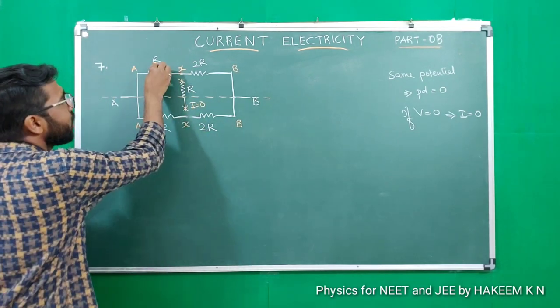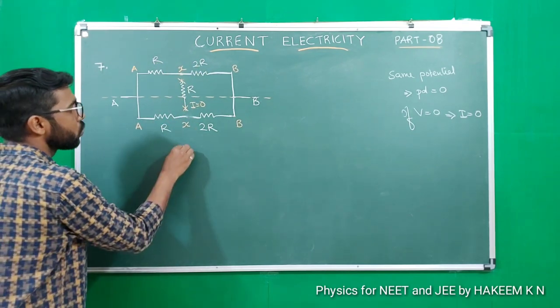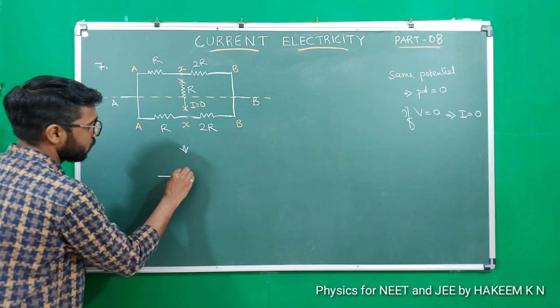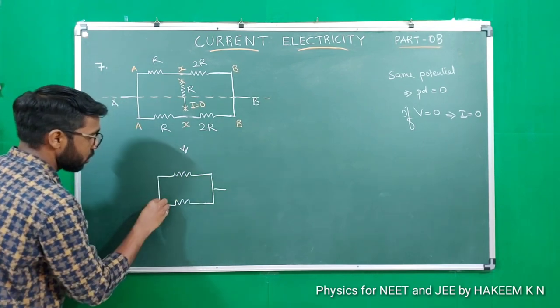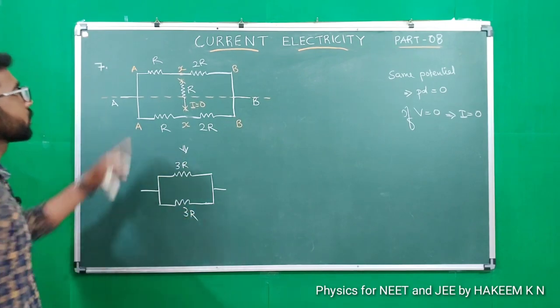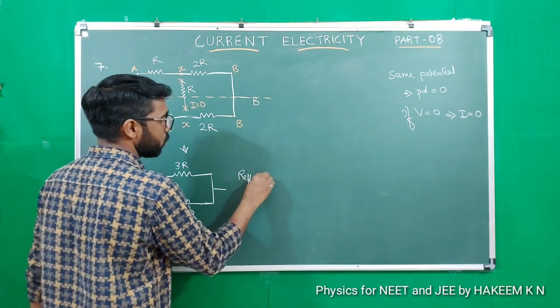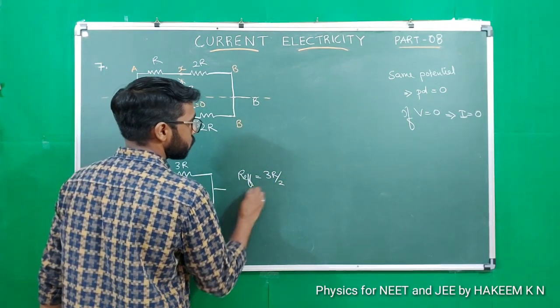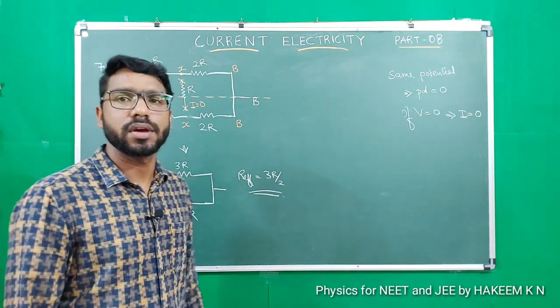Now we can say R, R series. Here R, R series. So drawing the equivalent network, we will get 2R on the top and 2R at the bottom. 2R parallel to 2R, R effective equal to R. R effective equal to R.